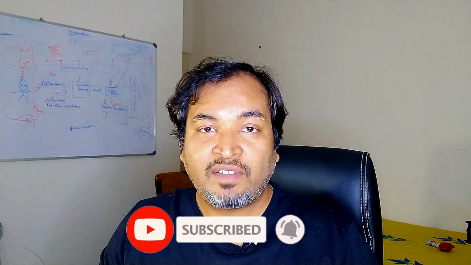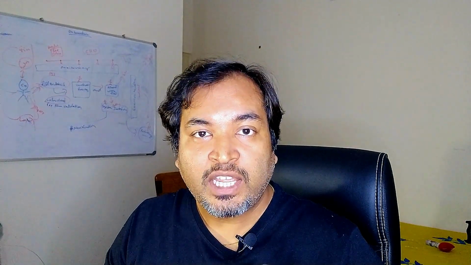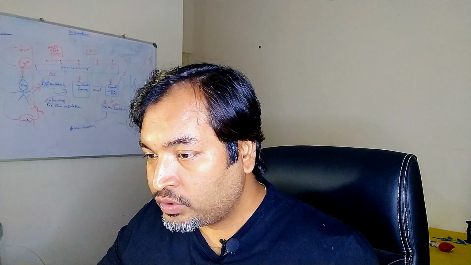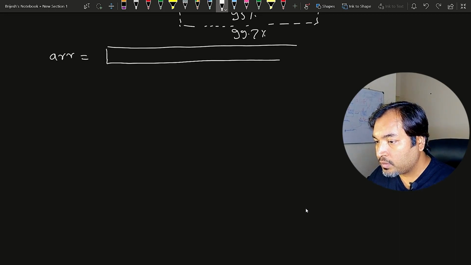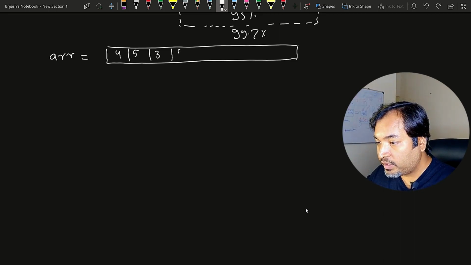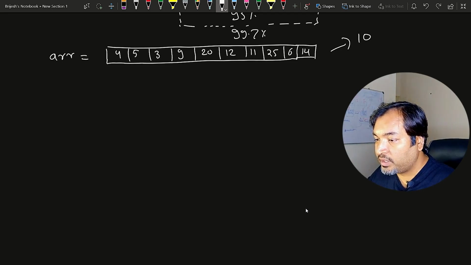Now, we have introduced four major jargons: mean, median, mode, and the standard deviation. Let's try to understand them with some examples. Let's say you have an array of a few numbers: 4, 5, 3, 9 and 14. The length of this array is 10.